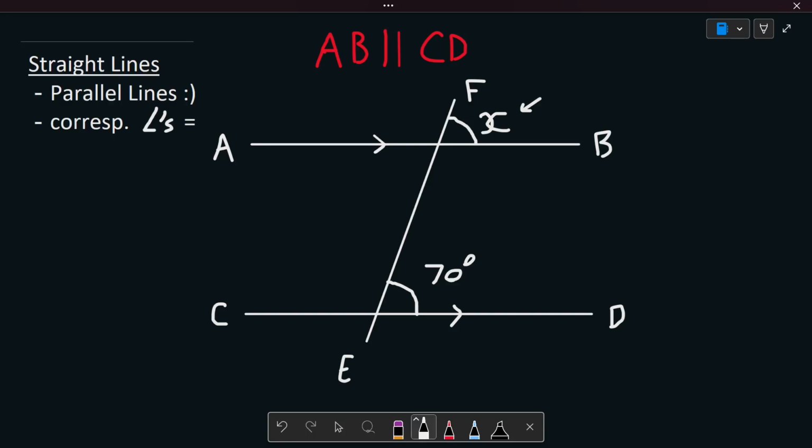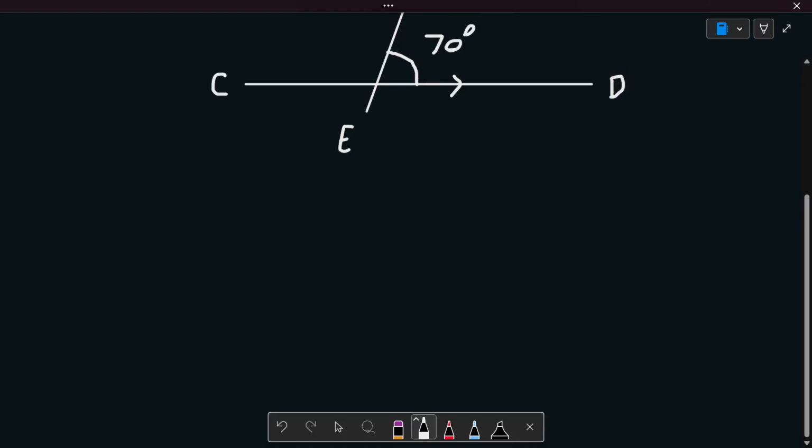Now, how do we do this? Because of the information that we're given, AB is parallel to CD, we can actually say that x is equal to 70 degrees because they are corresponding to each other. And how do we write this down? We say x is going to be equal to 70 degrees, and we're going to write here the reason, which is going to be corresp.